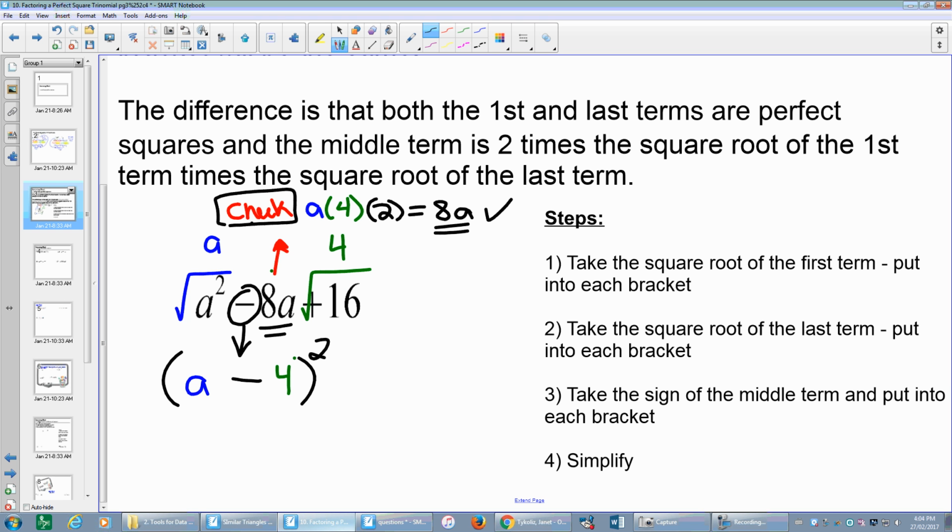Again, you would get the same answer if you had to find two numbers who multiply to 16 and who add to negative 8. Negative 4, those are the same brackets, so we have a minus 4 all squared. But now I'm just doing it in really one step here.